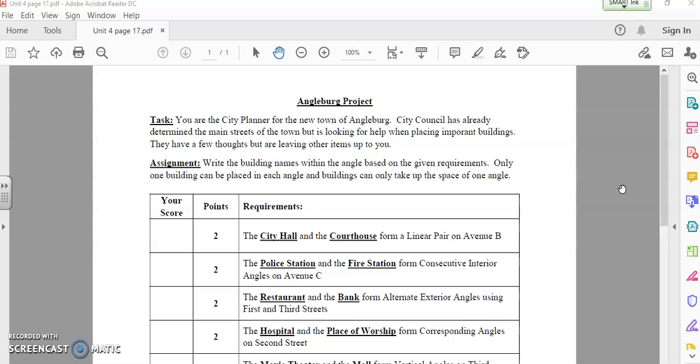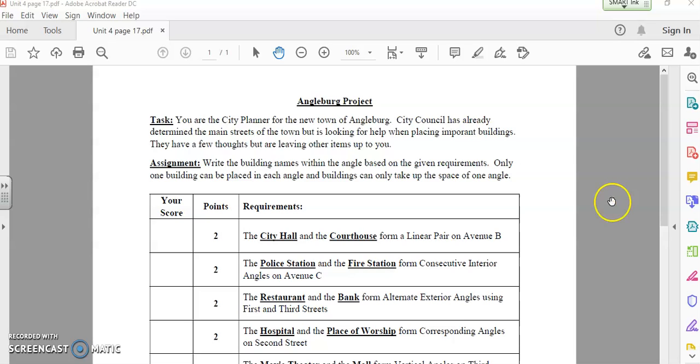So if you look at page 17, 17 is essentially your instructions as well as sort of your rubric. So it says the task is you are the city planner for the new town of Angleburg. City council has already determined the main streets of the town, but is looking for help when placing important buildings. They have a few thoughts, but are leaving other items up to you. So your assignment is to write the building names within the angle based on the given requirements. Only one building can be placed in each angle, and buildings can only take up the space of one angle.